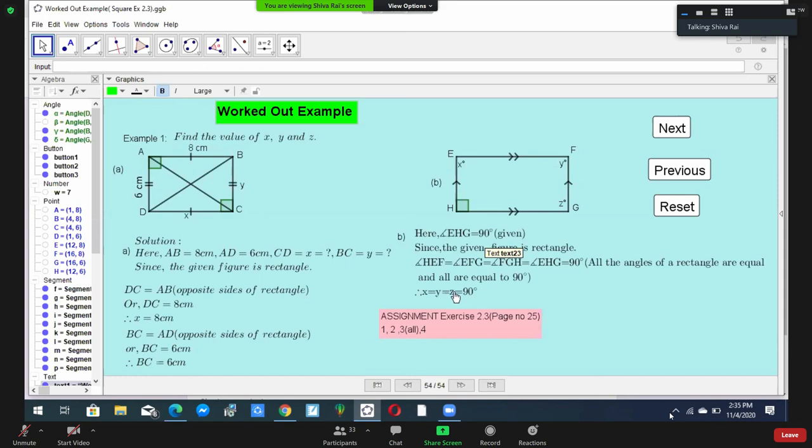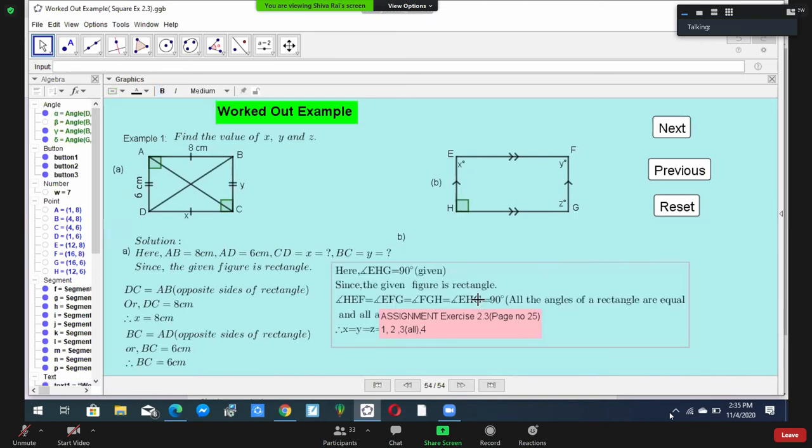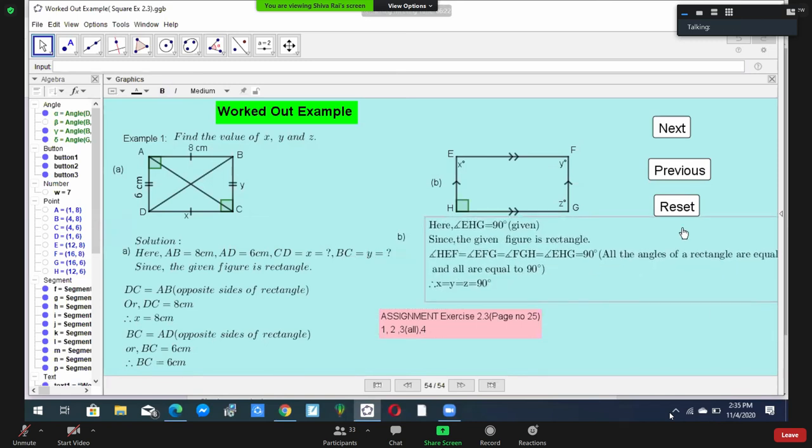So you look here, X equal to Y equal to Z equal to 90 degree. Because the first angle means X, angle EFG means Y, angle FGH means Z. So in place of the first angle you write X, in place of EFG you write Y, in place of FGH you write Z. All of them equal to 90 degree. Like this you have to find. I think you got the idea.